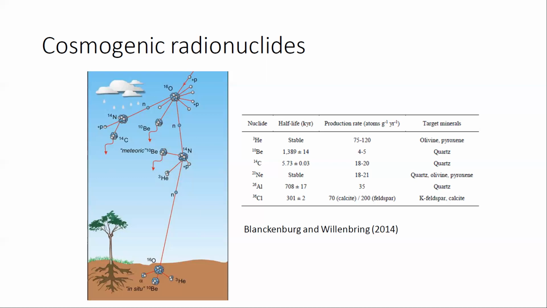For example, rocks containing quartz can be analyzed using beryllium-10 and aluminum-26, while chlorine-36 can be used in feldspar and calcite-rich rocks. Cosmogenic nuclides are used to analyze such phenomena as glacier advance and retreat, fault movements, lava flows, landslides, meteorite impacts, and coastal cliff retreat, which I'm going to focus on today.